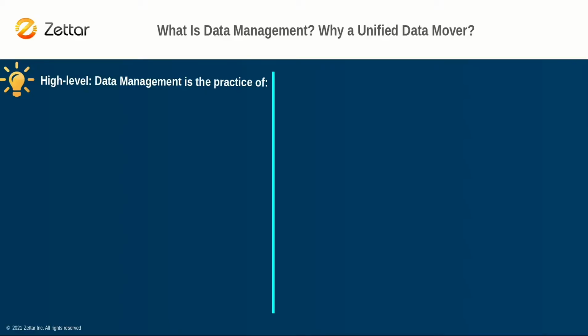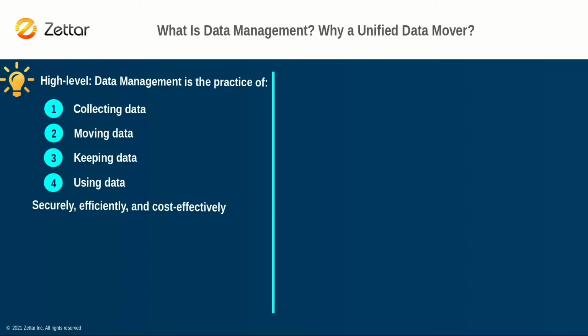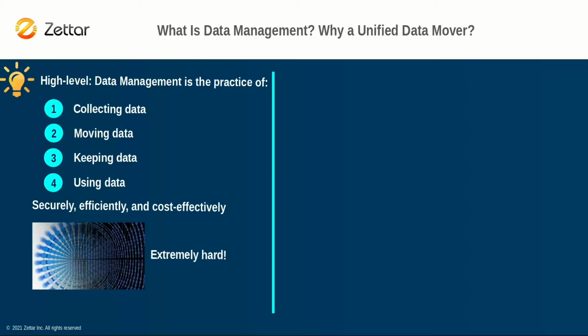The first key idea is that a unified data mover simplifies data management. At a high level, from the viewpoint of IT, data management is the practice of collecting, moving, keeping, and using data securely, efficiently, and cost-effectively. Think about the definition a bit. You will see that all of them involve data movement. When massive amounts of data are involved, data management becomes extremely hard. By the way, the definition actually covers data curation, FAIR principle, and more. For example, data curation, the organization and evolution of data, is covered by keeping. The FAIR principle is covered by using.